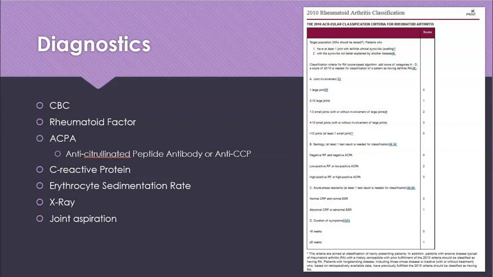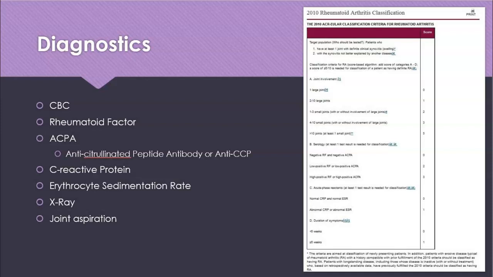The ACPA, or anti-citrullinated peptide antibody, sometimes also referred to as anti-CCP, is another autoantibody that's made by the immune system. And the same thing, it's tested. It is highly specific for rheumatoid arthritis, but it can also be positive in other autoimmune disorders.